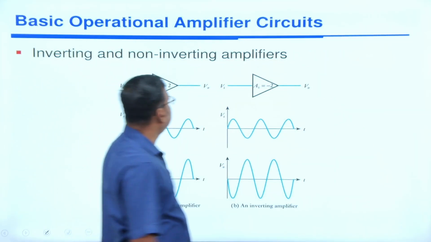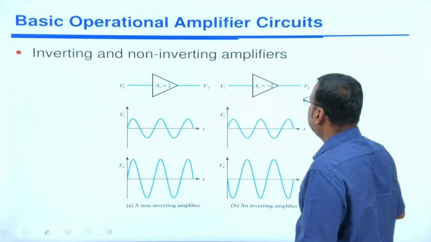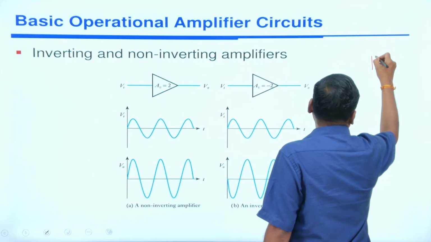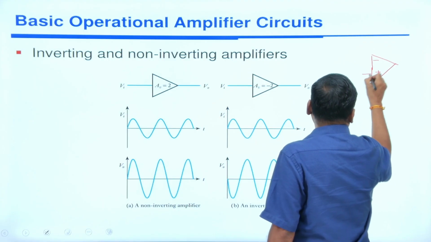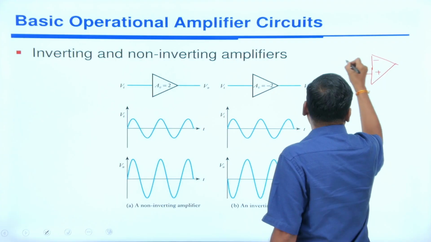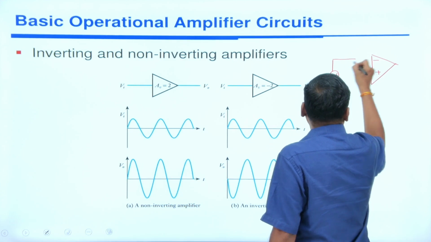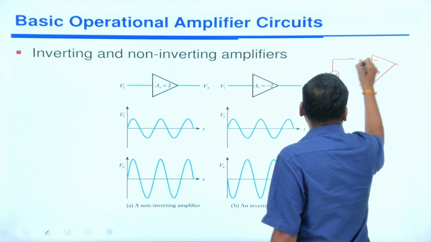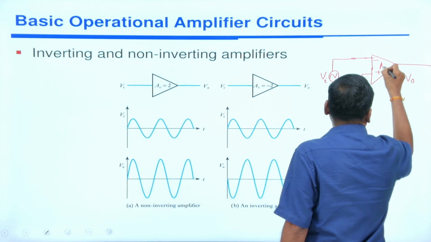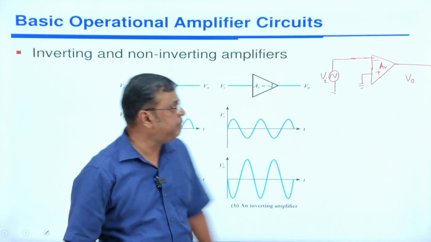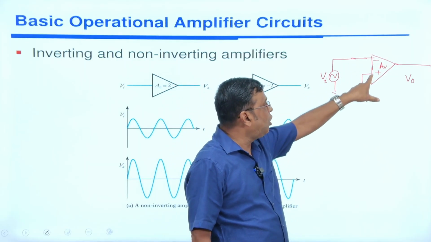Next, inverting and non-inverting amplifier. What is inverting and what is non-inverting? I already told you what inverting is. Inverting means this is minus and this is plus, and the plus is grounded. We are applying the input at the inverting terminal. Suppose this is your VI, this is your inverting terminal, this is your output terminal V0, and this is your gain AV. If it is an inverting amplifier, we give input to the inverting terminal, so the non-inverting terminal is grounded.